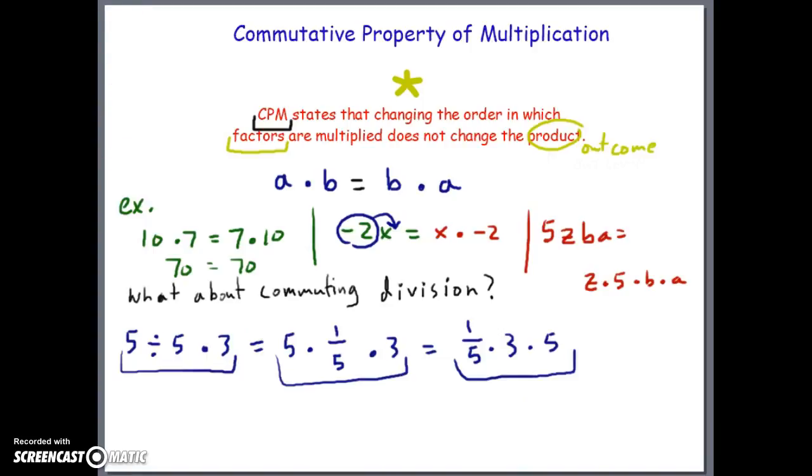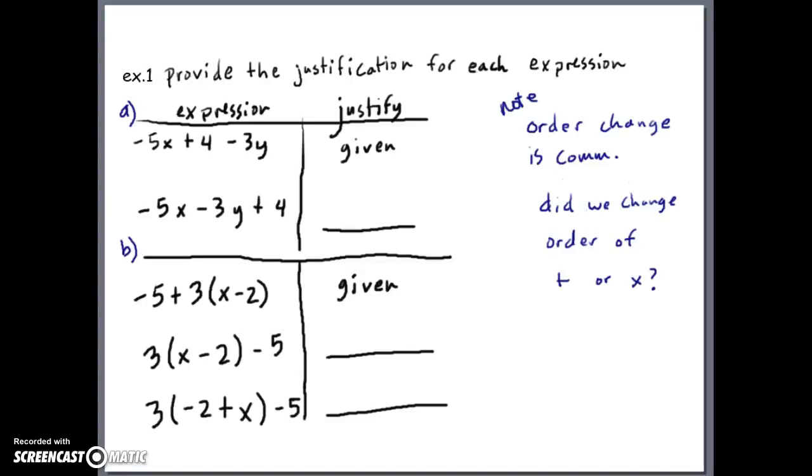Alright, so we're going to get into a couple examples right away. And I've got some notes on these examples. So go ahead and pause the video and copy down the note if you want. So we're going to provide justification for each expression. This is called a proof. So you can see with this proof, we're given this expression, negative 5x plus 4 minus 3y.